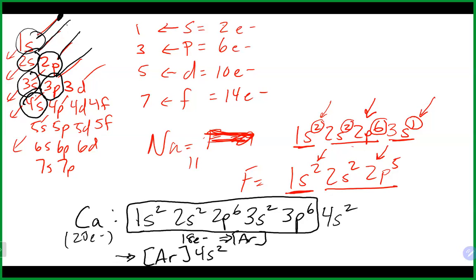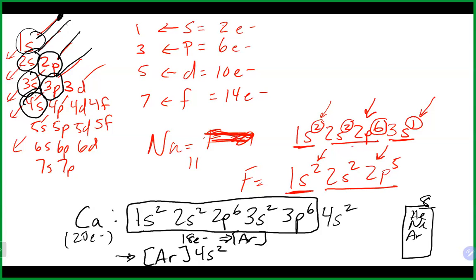The little brackets around argon indicate the electron configuration for argon. And then you just continue on. It does have to be a noble gas, which is group 8 on the periodic table, where we have helium, neon, argon, and all those on.